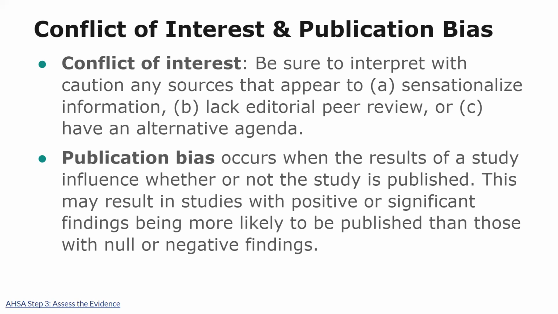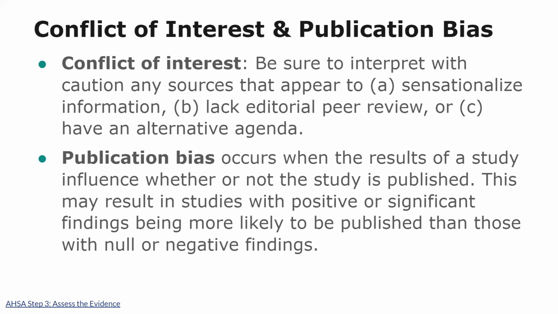Publication bias occurs when the results of a study influence whether or not the study is published. Unfortunately, studies with positive or significant findings are more likely to be published than those with null or negative findings. This means that when you look at the literature on a topic, you might be seeing more positive or significant findings published simply because studies with null or negative findings were not published as frequently. This provides us with a skewed image of the topic.